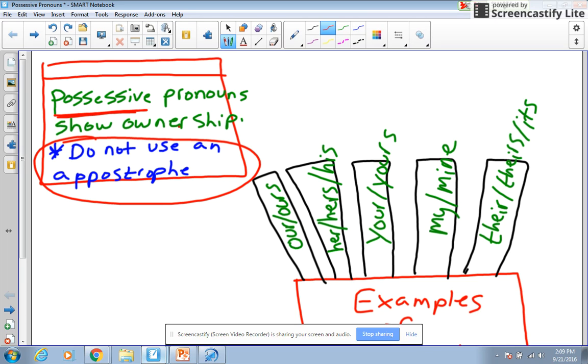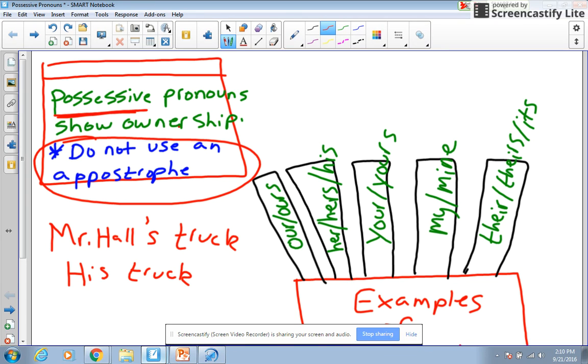So if you see a word that has an apostrophe, either one, it's a possessive noun, or two, it's a contraction. So what I mean by possessive noun is, let's pretend I have a proper noun here, and then I have a common noun. If I want to show that I own that truck, since this is a noun, I add an apostrophe to it. Mr. Hall's truck. If I want to use a pronoun to replace that, notice how I just replaced Mr. Hall with his. And notice how his does not have an apostrophe.